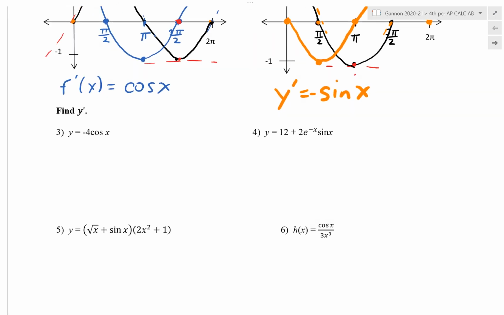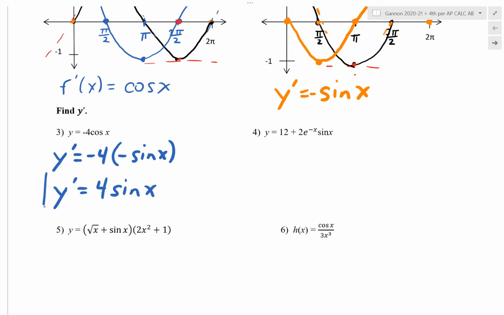So if we take a look at number 3, we want to find y prime. We can use the constant multiple rule. So we're going to have negative 4 times the derivative of cosine, which is negative sine of x. A negative times a negative is a positive. So our derivative in this case is just 4 sine of x.